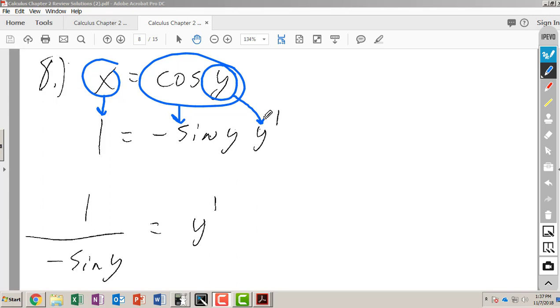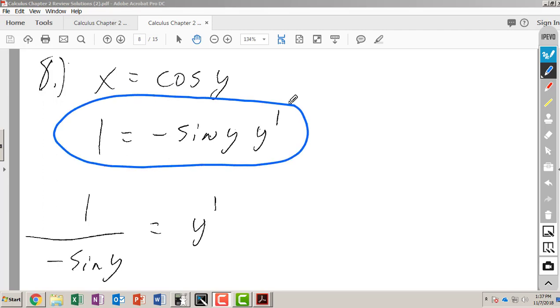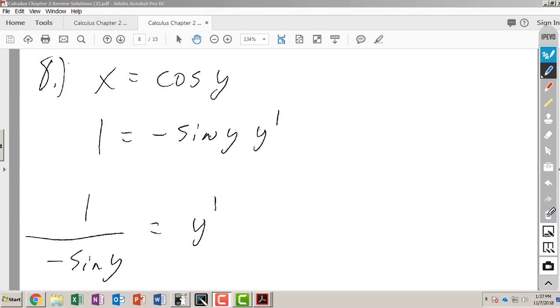So on this problem right here, I'm using implicit differentiation. So now that I've got my calculus part done, which is 1 equals negative sine of y times y prime, I'm going to use my algebra.